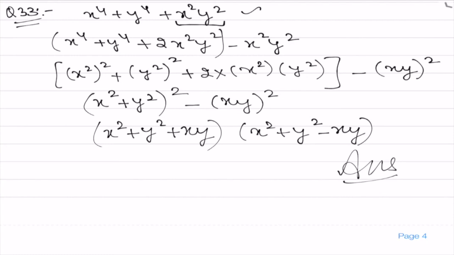So children, based on today's concept, please finish the rest of the questions of exercise 4B and complete the exercise. Thank you.